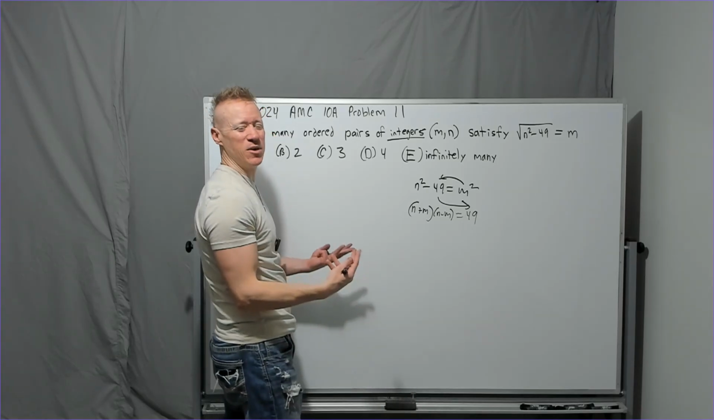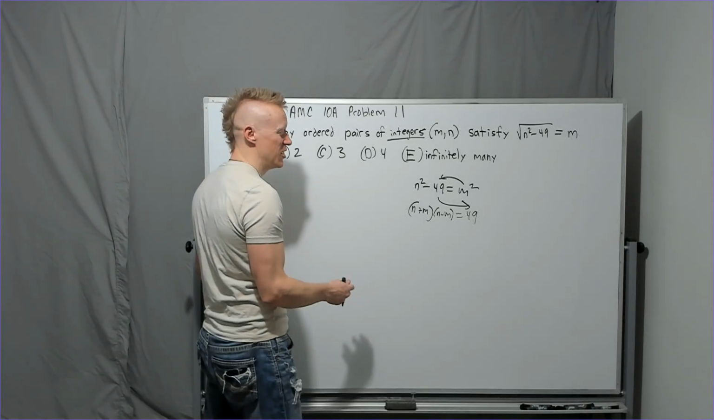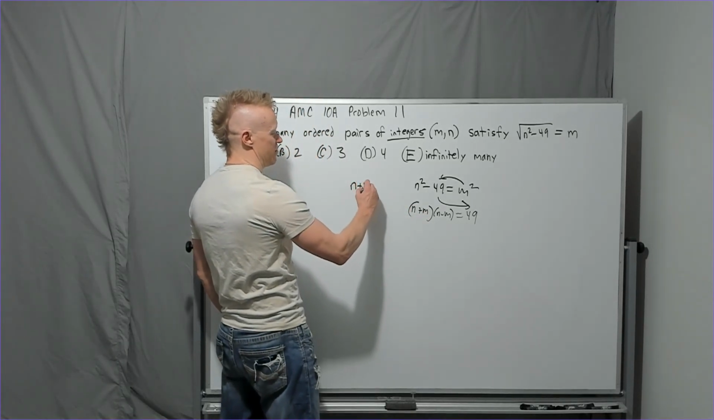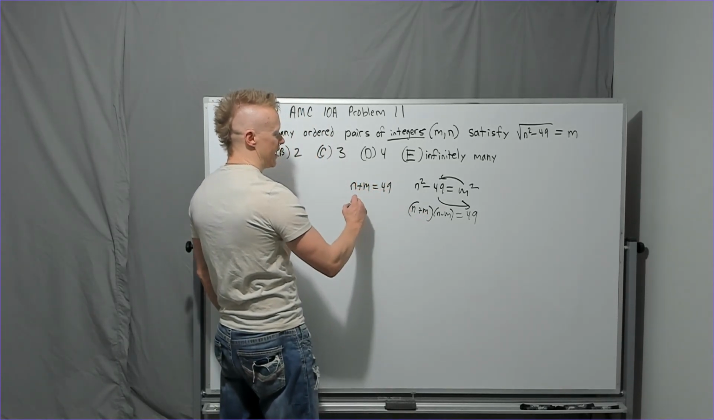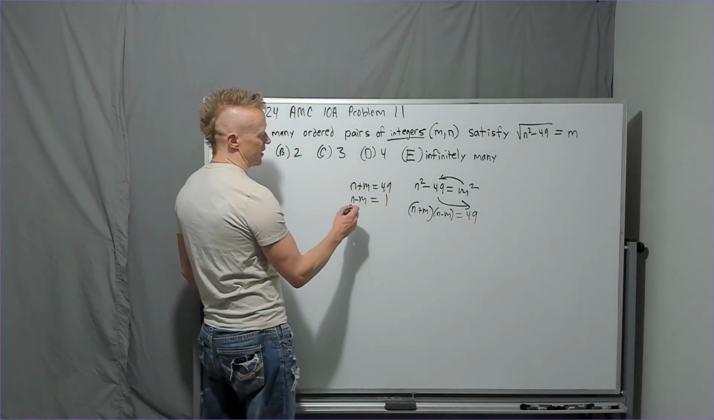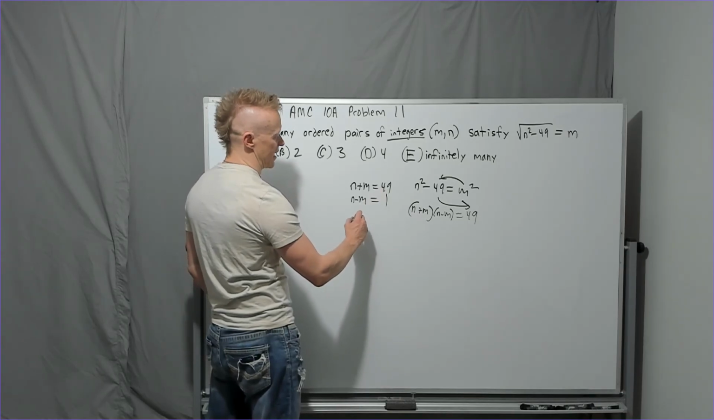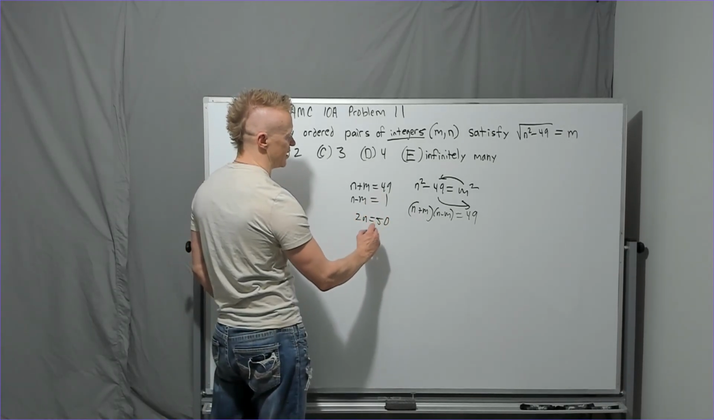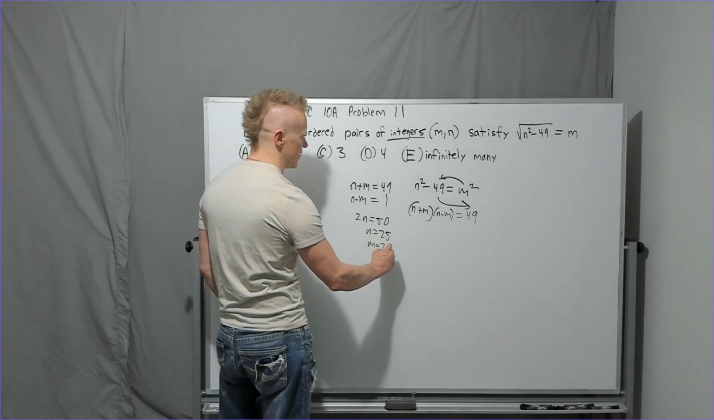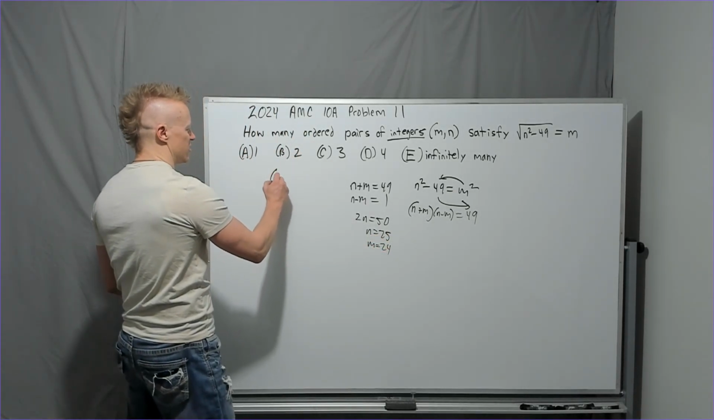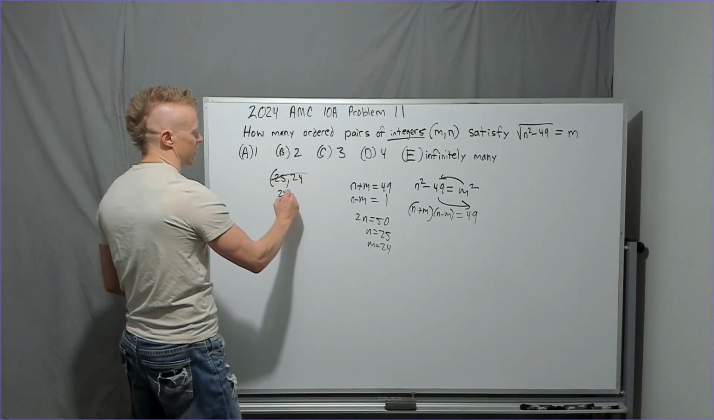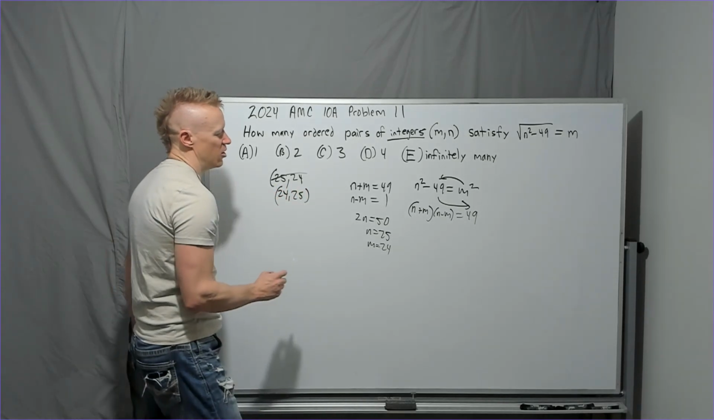This is the second time we've seen this concept on this test. Should be kind of warmed up for it by now. So if I let n plus m equal 49 and n minus m equal 1, okay, then n plus m is 49. I get 2n equals 50, so n is 25. That would make m equal to 24. So you get 25 comma 24. Actually, the other way around. 24 comma 25. Okay, great.